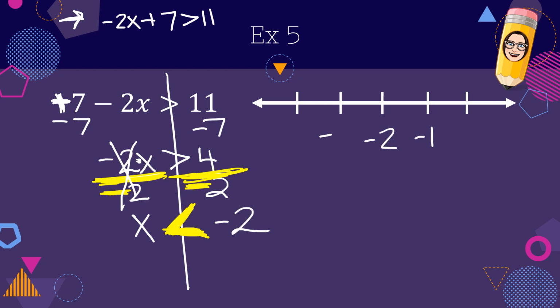Let's create our number line. We're going to be open at -2. The letter says be less than -2, so we're going to go left again.